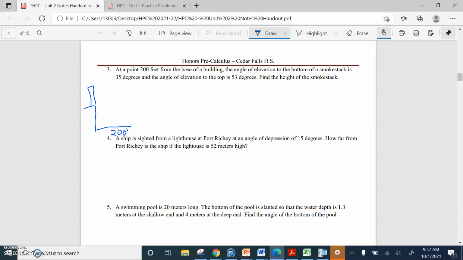You have two angles of elevation, one to the bottom of the smokestack, one to the top. So we've got kind of triangle 1 right here, and that would be the smaller angle, so 35. And then there's another angle of elevation all the way to the top. That big angle here, that's 53 degrees. Now it's just saying find the height of the smokestack. So really what we have is two different triangles. We have triangle 1.